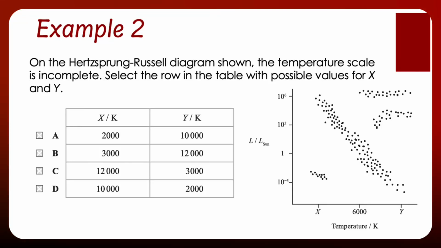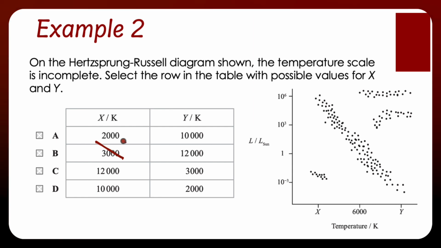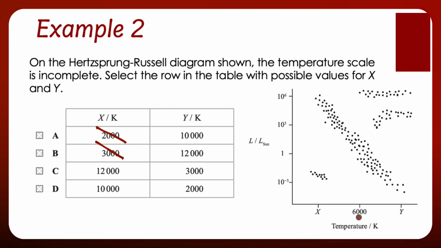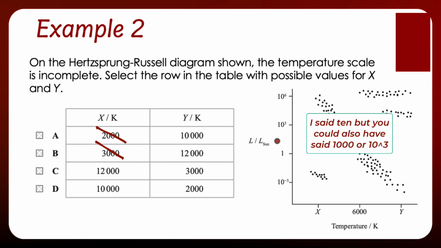Example number 2. On the Hertzsprung-Russell diagram shown, the temperature scale is incomplete. Select the row in the table with possible values for x and y. Now what they're looking for you to know is, do you know that this number has to be greater than 6,000 and this one less than 6,000? So automatically I can cut off these two. The other thing they want to check is, do you know that this should be a logarithmic scale? In other words, it should be going down by a factor. This one's going down by a factor of 10, so a log base 10, but this one might not be.